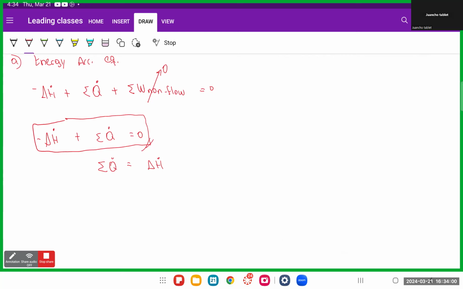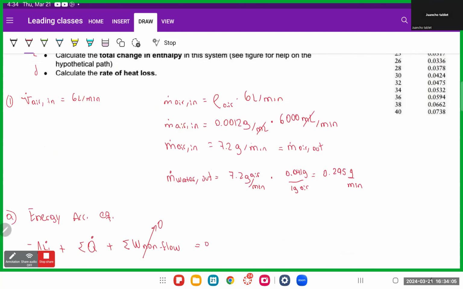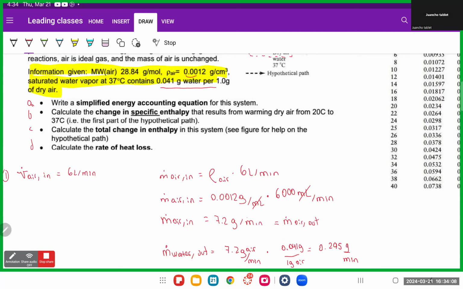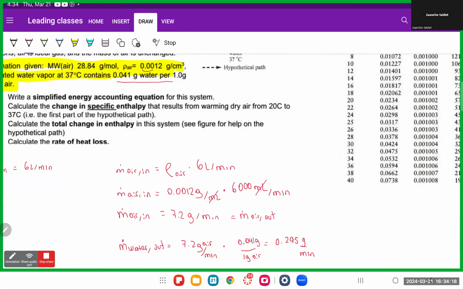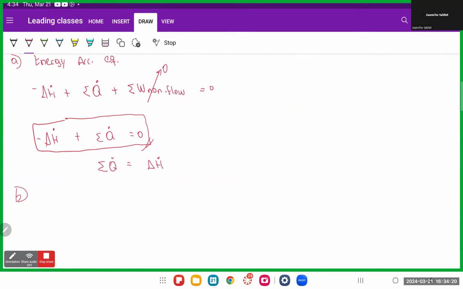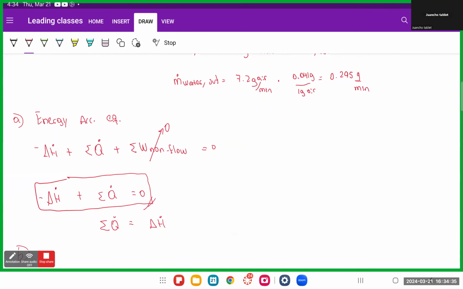All right, let's go for B. Okay, so B says: calculate the change in specific enthalpy that results from warming dry air from 20C to 37C. So in this case, this path over here, and this is something you have to keep in mind. We're talking about air, and air is a gas. Therefore, since we're talking about gas, we have to do the polynomial that we were chatting about in class. So that's going to look like this.